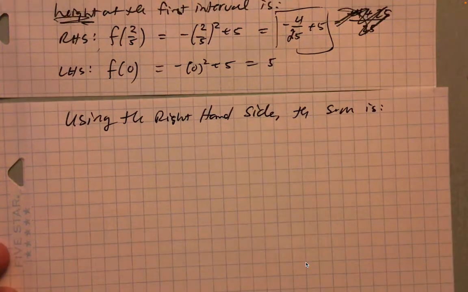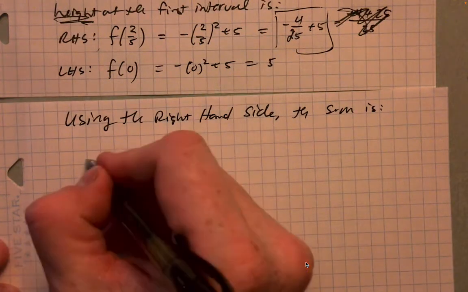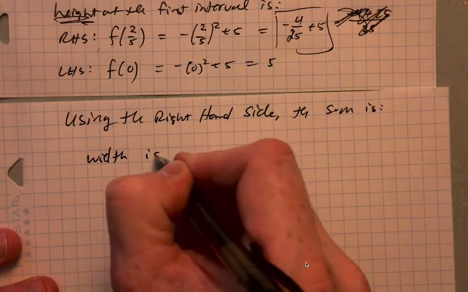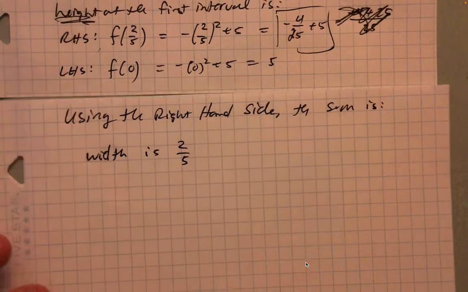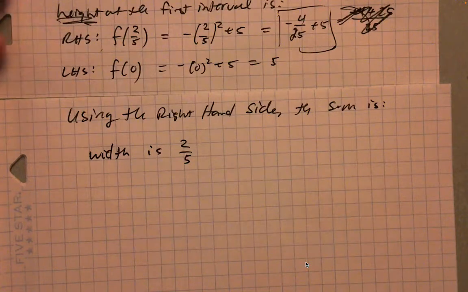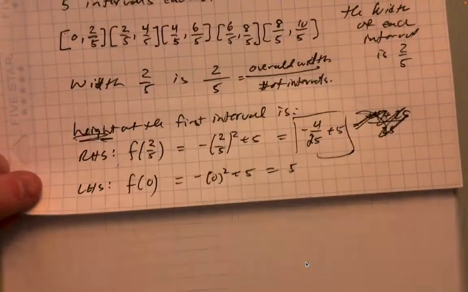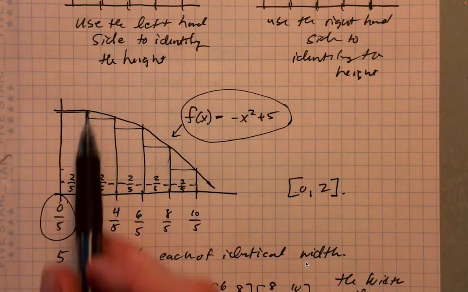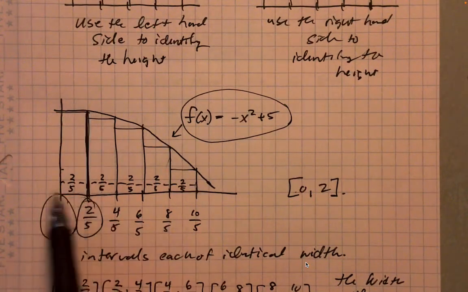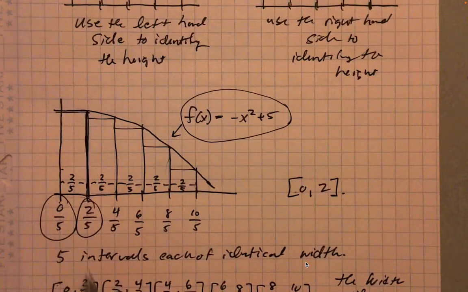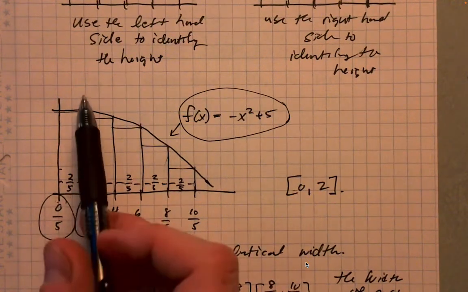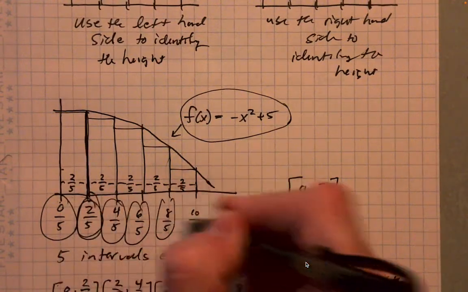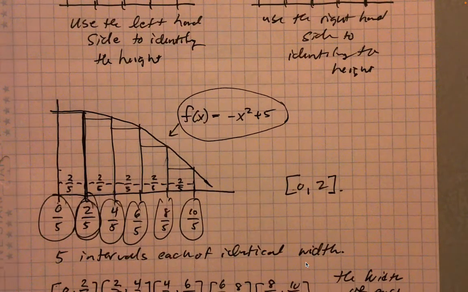Okay, so using the right-hand side, the width of the rectangle is 2/5. We've got that one figured out cold. Now, what's a formula for the right-hand side here? What expression could be used to capture this one, this one, this one, this one, and this one, in that order?